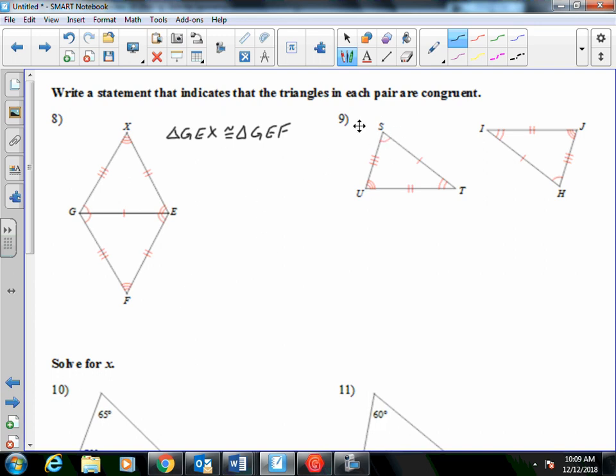Then the same process for number 9. Yep. 1 arc with 1 arc, 2 arcs with 2 arcs, and 3 arcs with 3 arcs. So I'm going to go in that order. So triangle STU is going to be congruent to triangle HIJ.